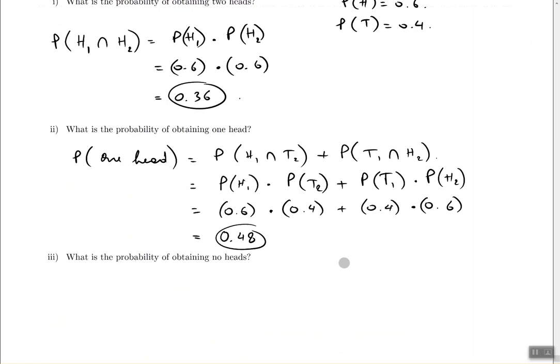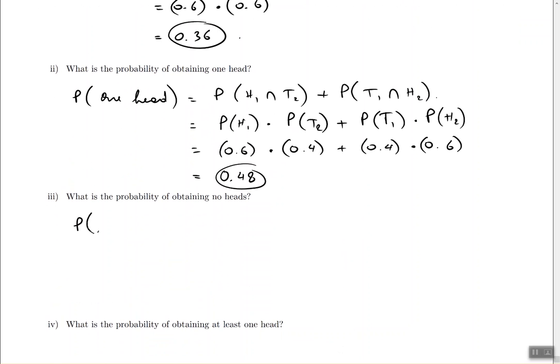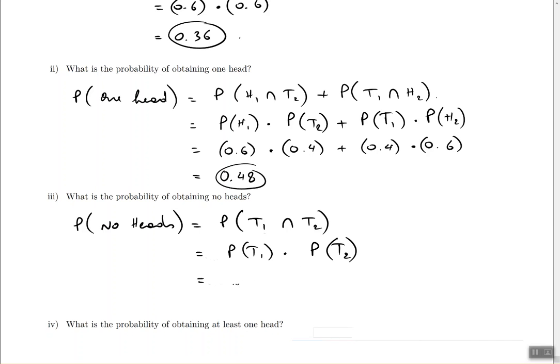Now for part 3, it says, what's the probability of obtaining no heads? So probability of no heads. Well, that means I got tails on both of my tosses. So in other terms, this is the probability of getting tails on the first toss and tails on the second toss. But again, these events are independent, so I should just multiply the probability of T1 by the probability of T2. And the probability of getting tails is 0.4, and the probability again is 0.4. So calculator time, this means 0.16.